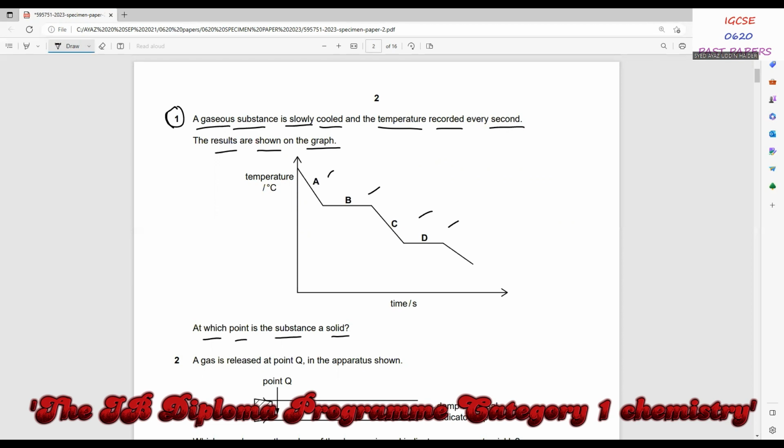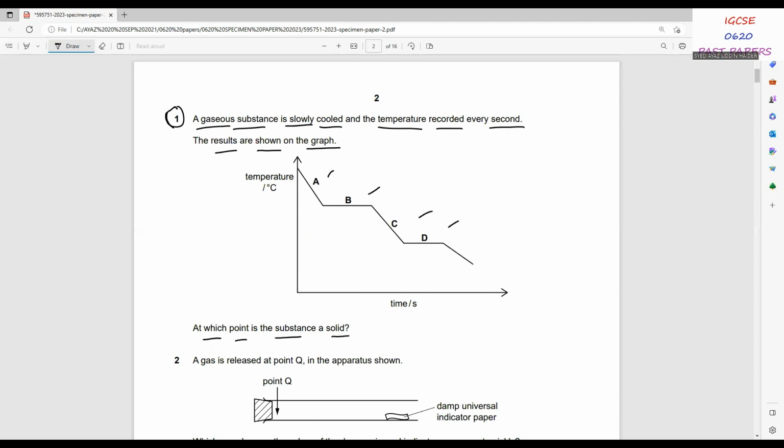So if you start from the gas state, this A must be the gas state, because here the temperature is falling. If you cool down the gas, first it will change from gas into liquid state. So you have both gas and liquid state at point B. The reason is that the temperature is not changing. That's why you have the two states coexisting at this temperature.